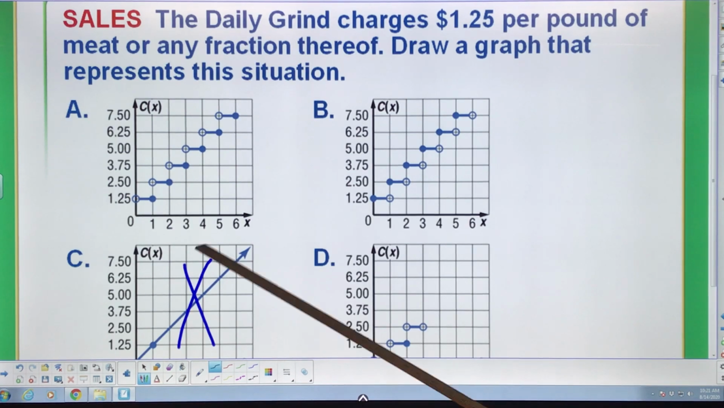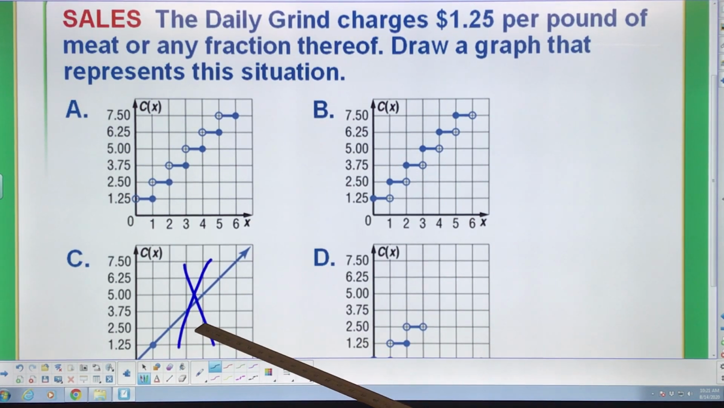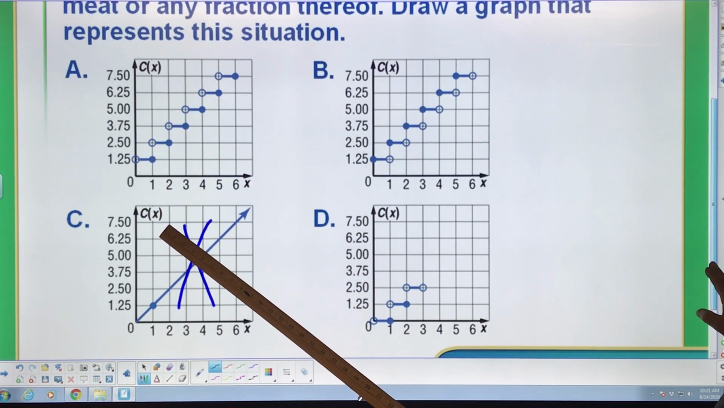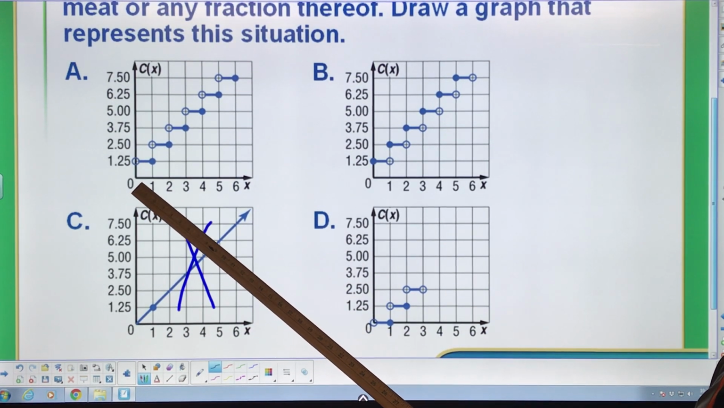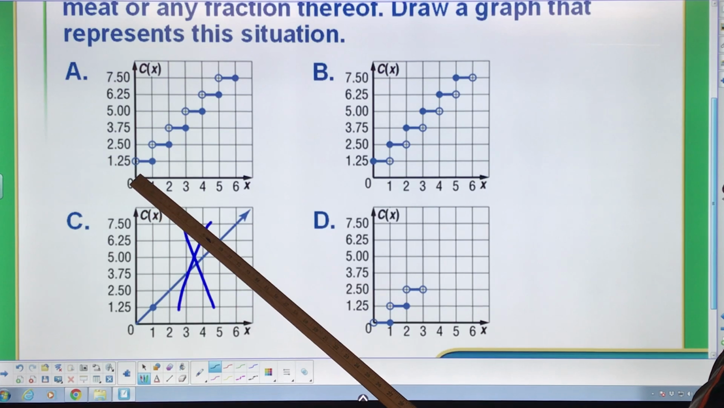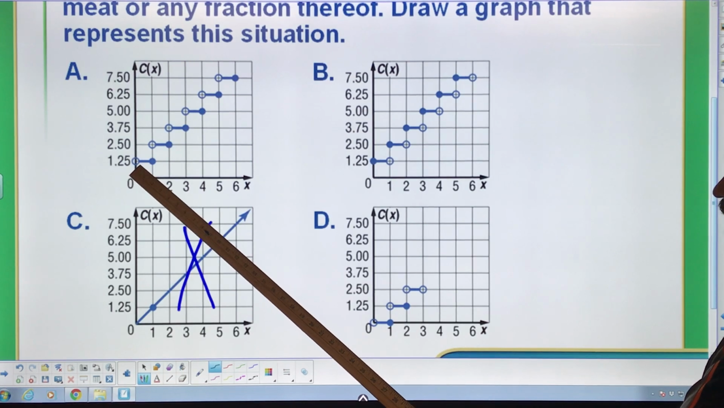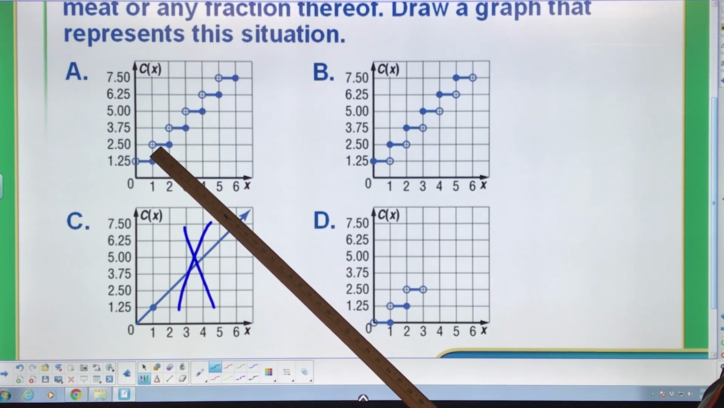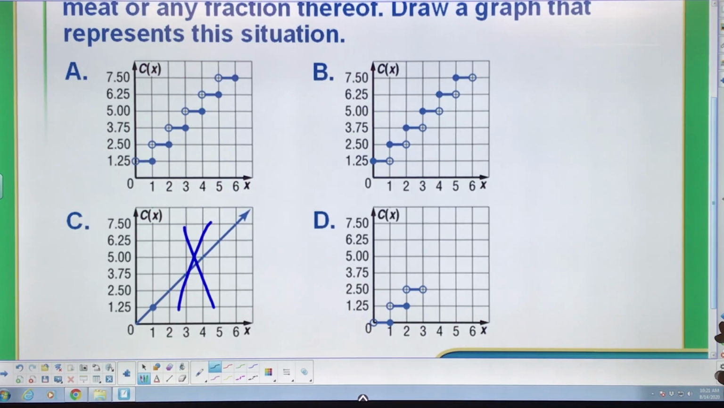But you can see the step functions. That one I've got marked out because it's a linear function. Well, no, it's going to be a step function. And so you can see the one that fits here is the A, because it says no money, right, for no time. But right past that, you pay $1.25 all the way up to a pound. Then when you jump up to another pound, it costs you $2.50 and so on. So the answer is A.